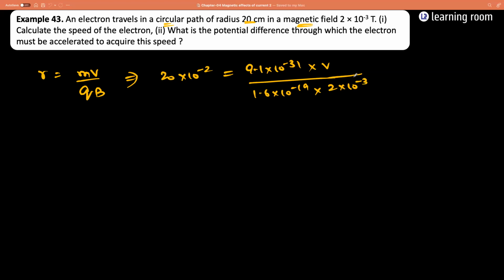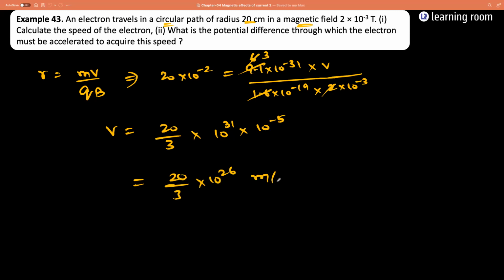So from this can we calculate v? I'm approximating this to 6. It was 9.6 somewhere, so this will go 3 times. So v will be equal to 20 divided by 3 into 10 power 31 into 10 power minus 5. So 20 by 3 into 10 power 26 meter per second, which is going to be 6.67 into 10 power 26 meter per second.